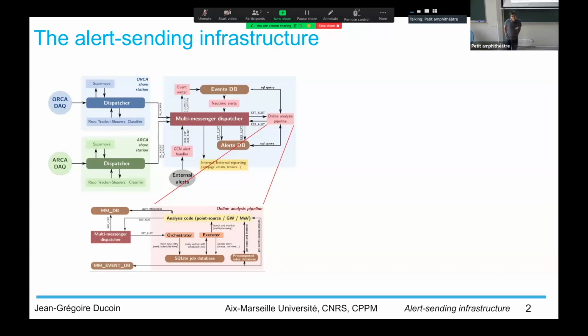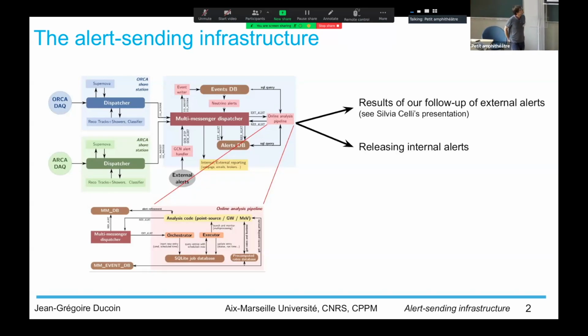shows our online system. So in the online system, we have two, let's say, separated flows that we can consider. The first one is the result of our follow-up of external alerts that Sylvia has presented this morning. So I hope you were listening very well, because I will skip that, and I will focus on the release of what I call here internal alerts, which basically means alerts that are triggered from our own data analysis.